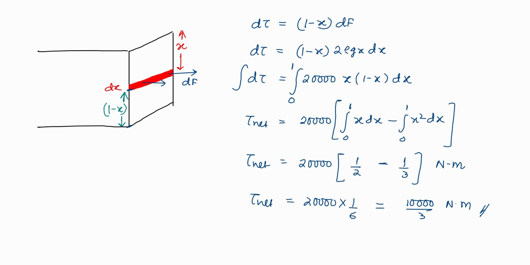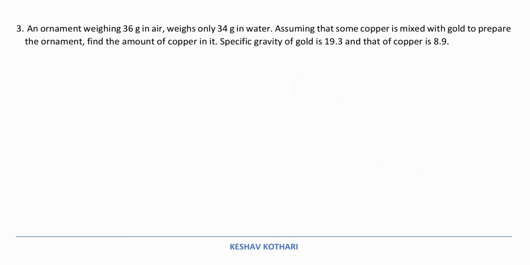This is the way by which we approach this kind of problem. So let us move to the next one. An ornament weighing 36 gram in air weighs only 34 gram in water. Assuming that some copper is mixed with gold to prepare the ornament, find the amount of copper in it. The specific gravity of gold is 19.3 and that of copper is 8.9.